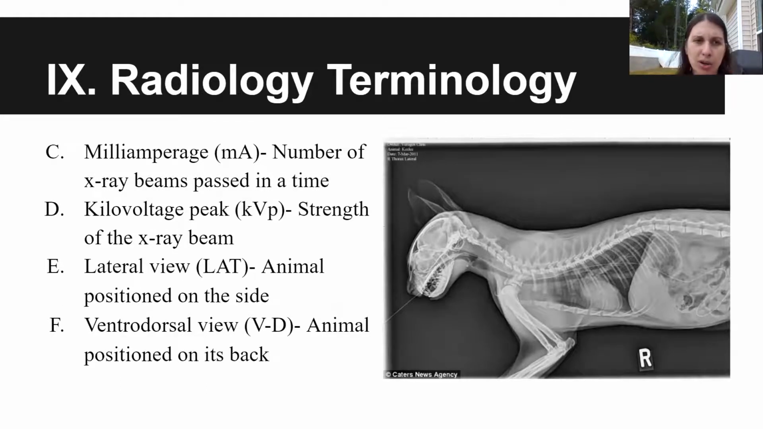mA, for short, is the number of X-ray beams that are passed in a certain amount of time, like tiny little seconds. Kilovoltage peak is the strength of the X-ray beam.